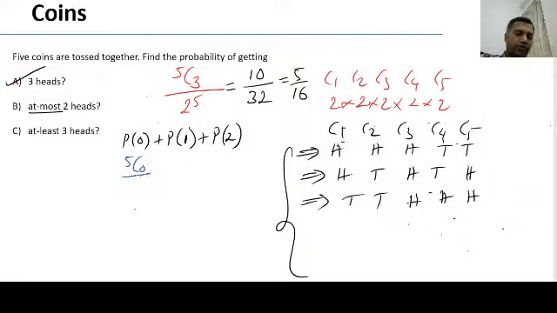Just learn to write that. 5C0 divided by 2 power 5. What is the probability of getting 1 head? 5C1, because you have 5 coins there, and any one coin can give the head. Fair enough. 5C1 divided by 2 power 5.